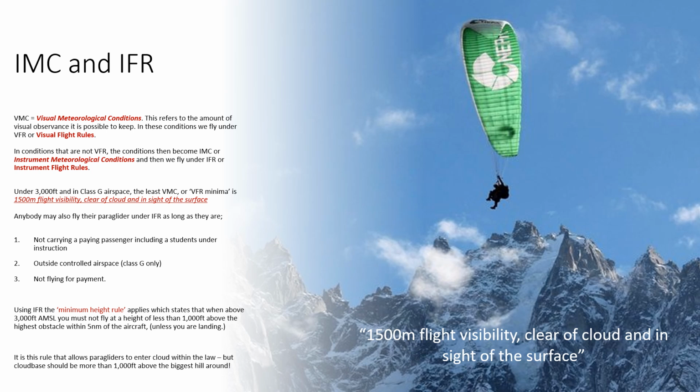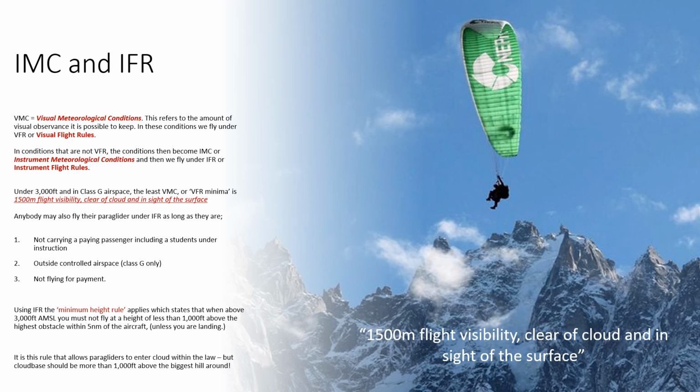In conditions that are not visual meteorological conditions, then you are automatically in the only other mode of flight, and that is instrument meteorological conditions, or IMC. In these circumstances, the pilot must adopt Instrument Flight Rules, or IFR. The Visual Flight Rules Minima for the Class G airspace we use is 1500 meters of flight visibility, clear of cloud and in sight of the surface.